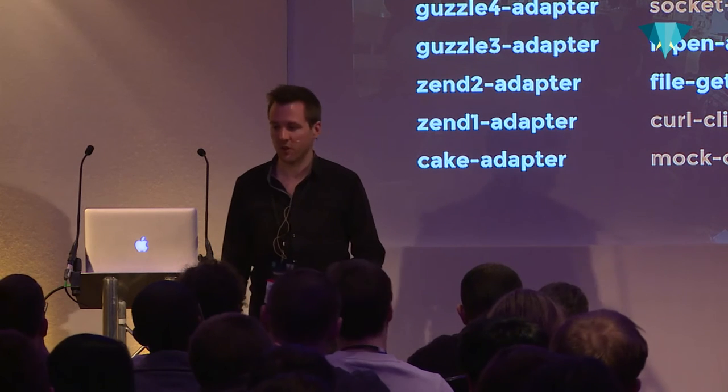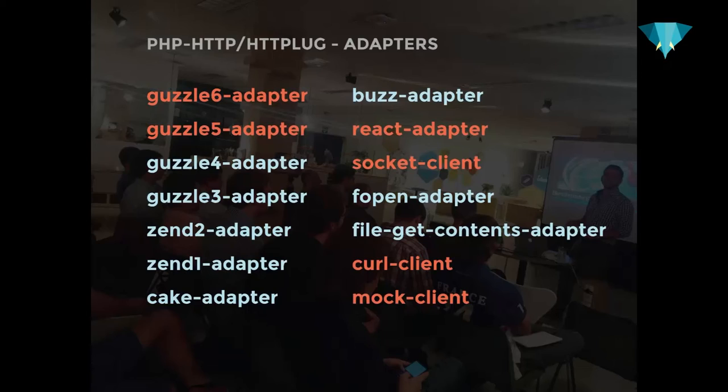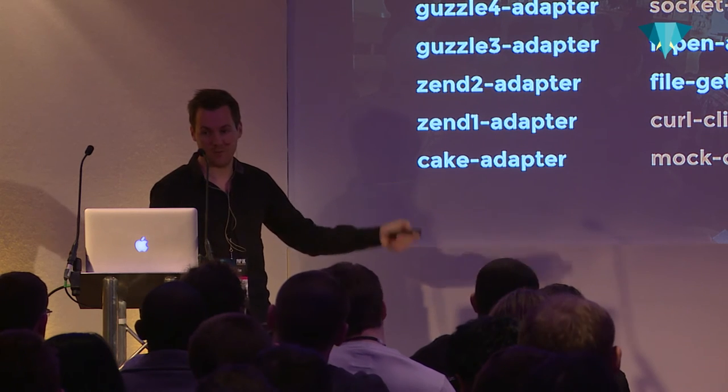Good. So there's a couple of adapters for that. There's Guzzle 6, Guzzle 5. There's already a React adapter, a socket client, a curl client, and a mock client. That's useful for testing. But all the others, technically, you can write those. You can add those. If you're using Zend 2, you can write your own adapter for it.